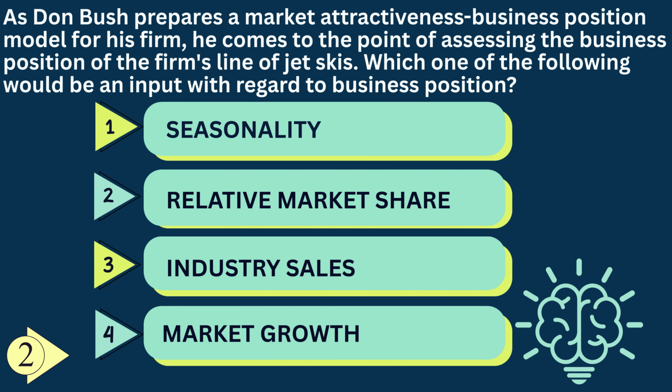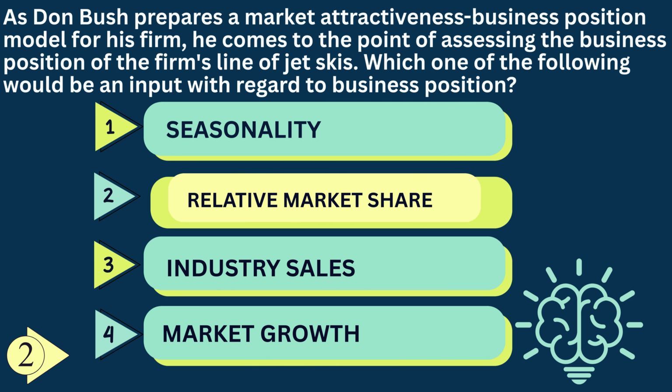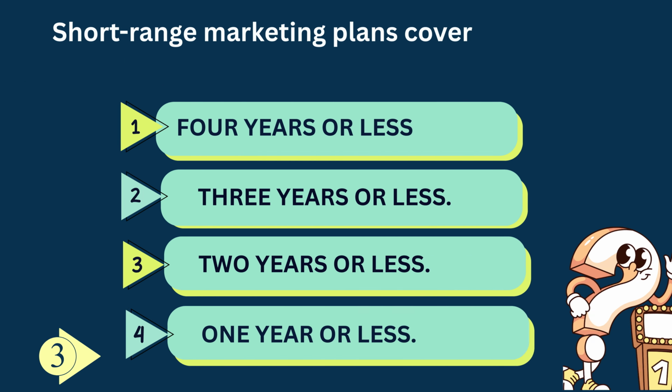As Don Bus prepares a market attractiveness business position model for his firm, he comes to the point of assessing the business position of the firm's client of that case. Which one of the following would be an input with regard to business position? Option 1, seasonality; option 2, relative market share; option 3, industry sales; option 4, market growth. And the correct answer is option 2, relative market share.